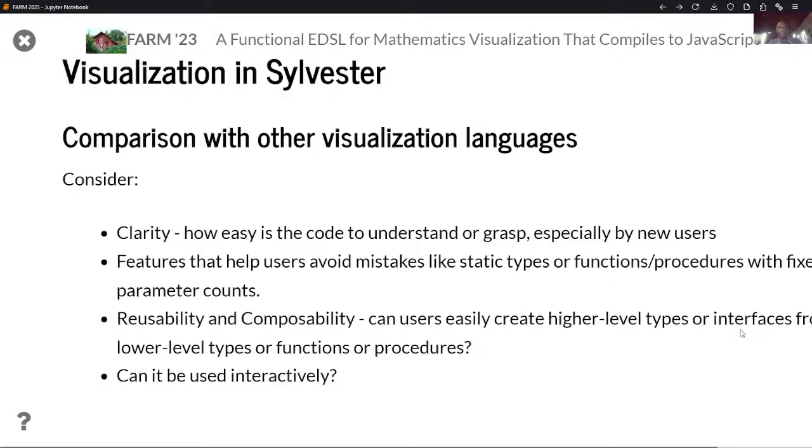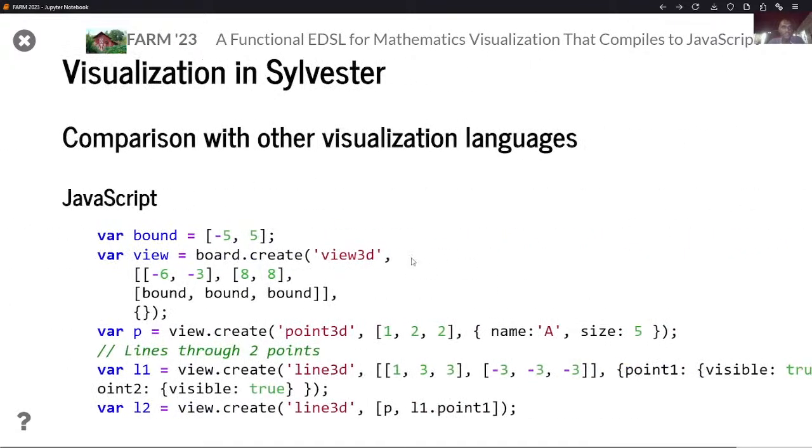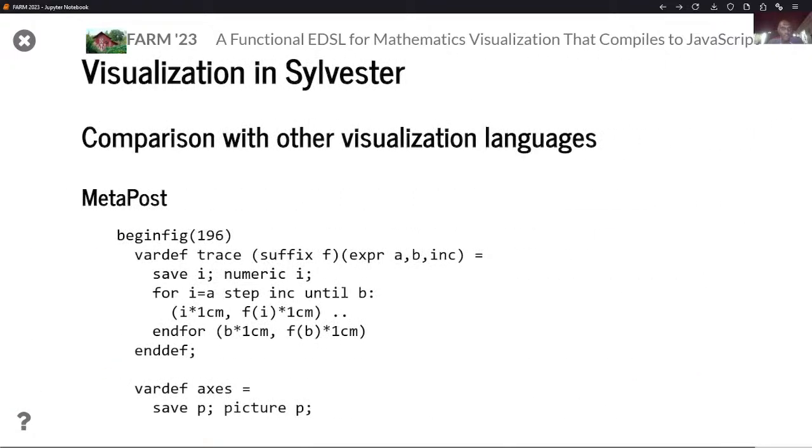And of course, can it be used interactively? Certain languages like Metapost, you can't really use interactively. They're not really for creating interactive visualizations. So this is just some JSX JavaScript code, and it follows the Sylvester visualization API very closely, but you can say that Sylvester might be easier for a new user to understand compared to JavaScript, because JavaScript was created for web developers, and was already created for interactive use.